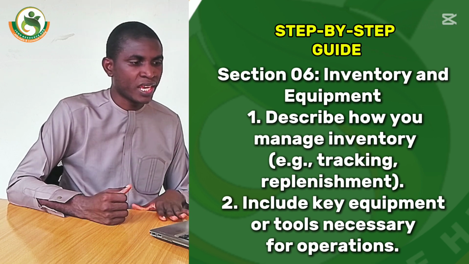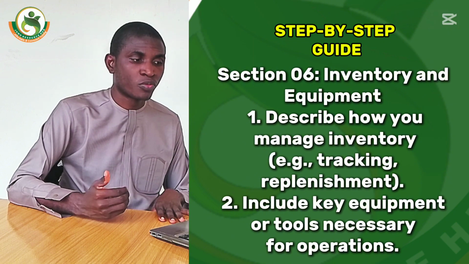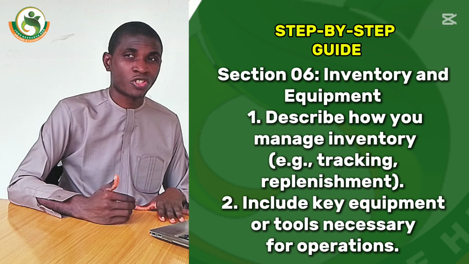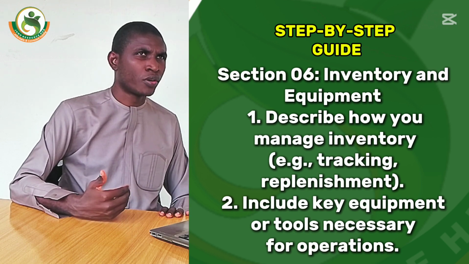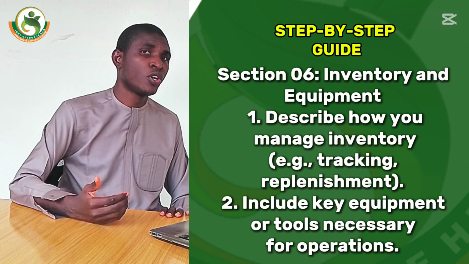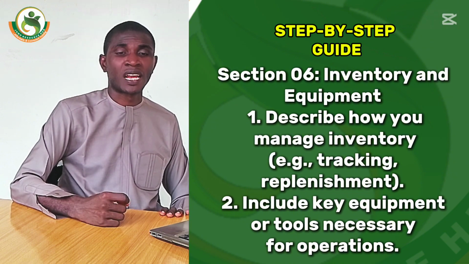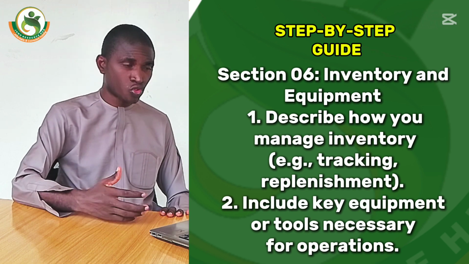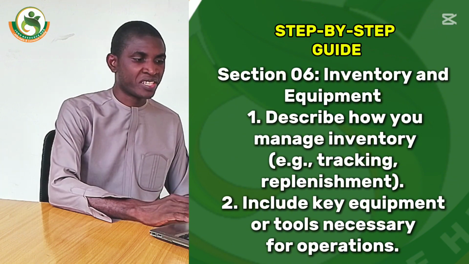The next includes key equipment or tools necessary for operation. You want to include some equipment or tools that are necessary for operation. List them, so that you yourself have an insight into the tools you need, whether it is a software, an application, a laptop, a phone, whatever it is that you want to use to track your inventories. You want to make sure that you put these things there.